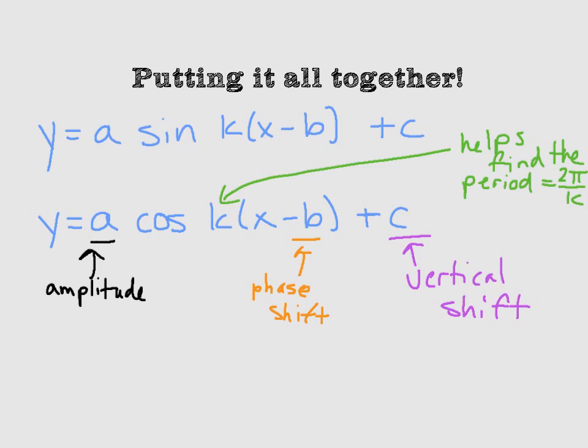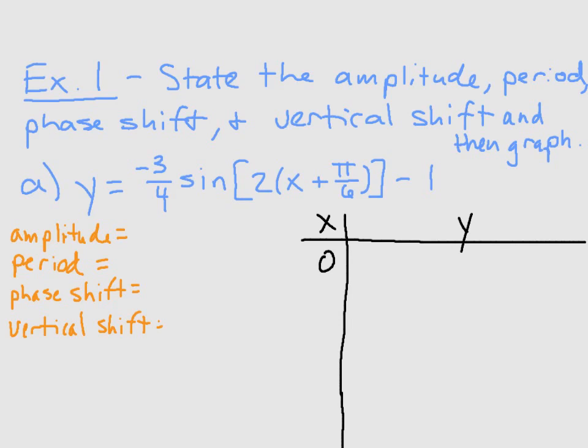And then the b value is phase shift. Remember, it's always opposite inside the parentheses. And then vertical shift is that c value. Okay? So for our examples, we'll do two of them where we need to state the amplitude, period, phase shift, and vertical shift. And then we need to graph.